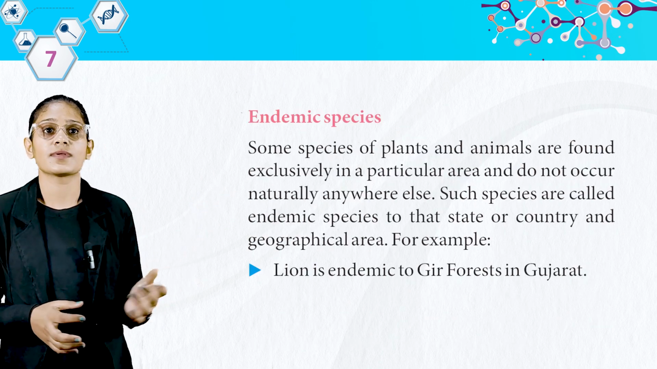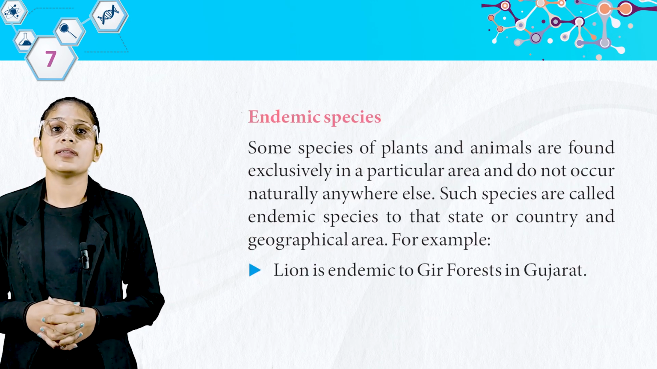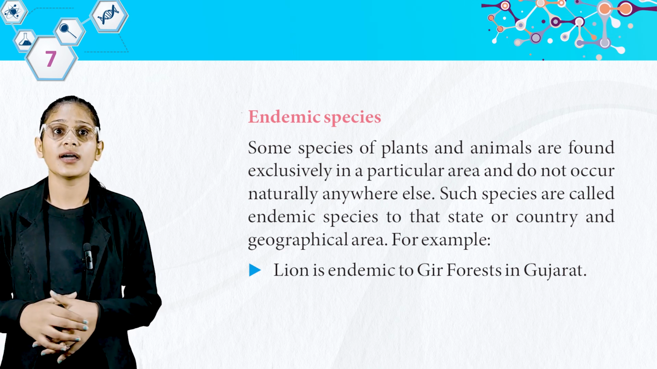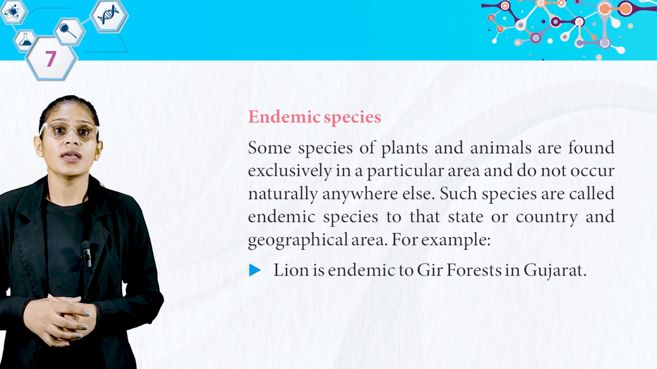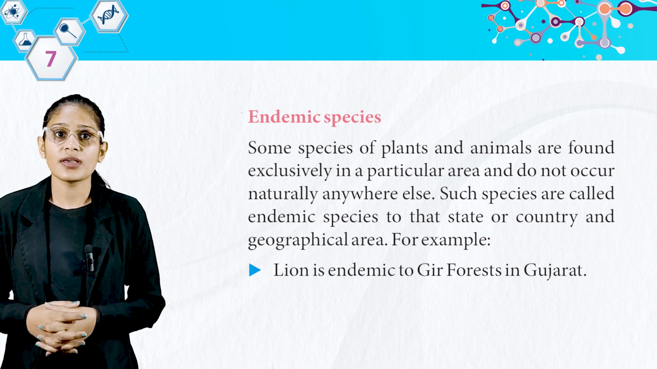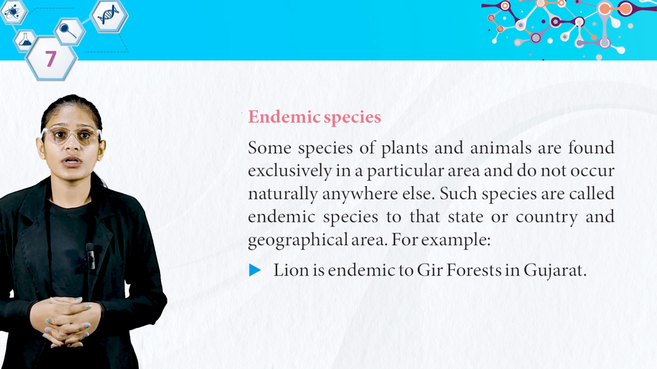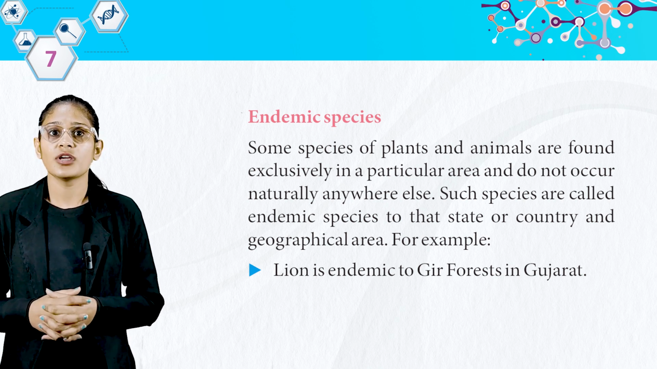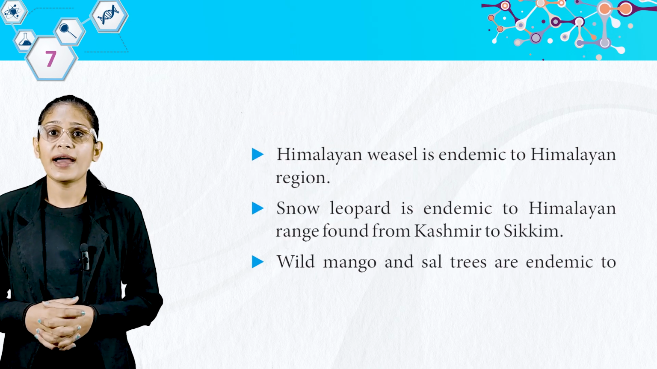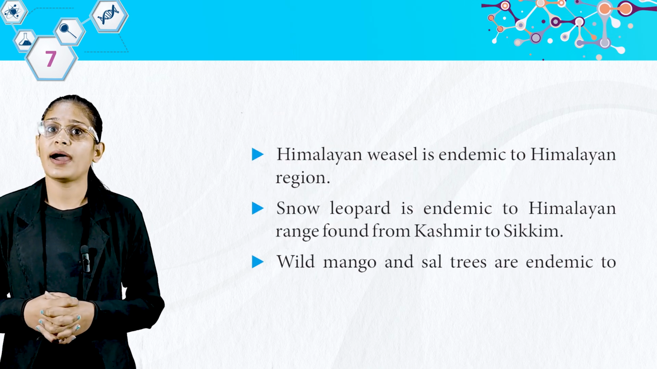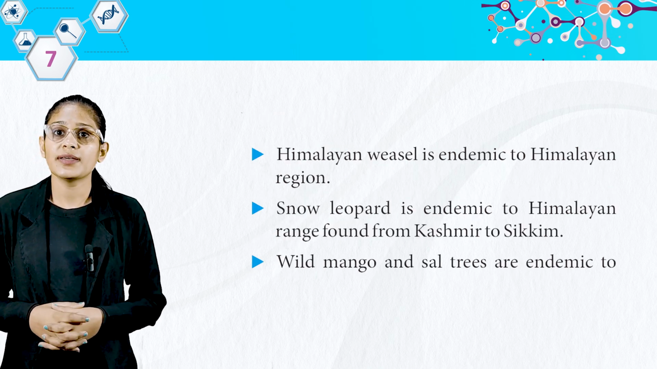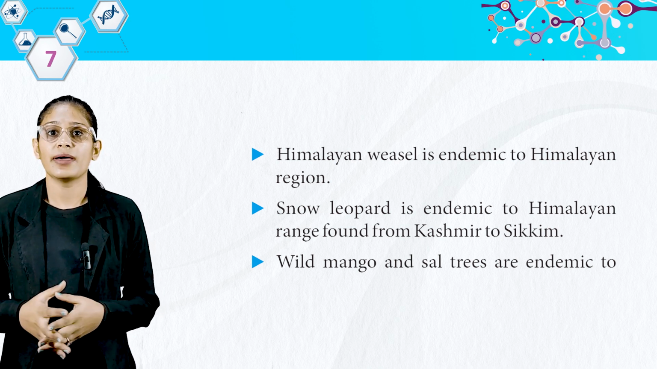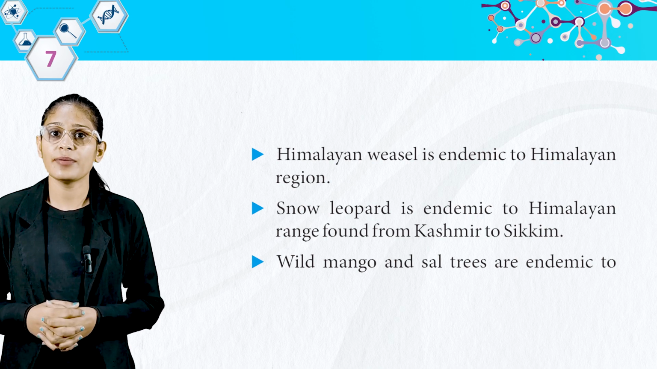Then endemic species. Some species of plants and animals are found exclusively in a particular area and do not occur naturally anywhere else. Such species are called endemic species to the state or country and geographical area. For example, lion is endemic to Gir forests in Gujarat. Himalayan mussels is endemic to Himalayan region. Snow leopard is endemic to Himalayan range found from Kashmir to Sikkim. Wild mango and sal trees are endemic too.